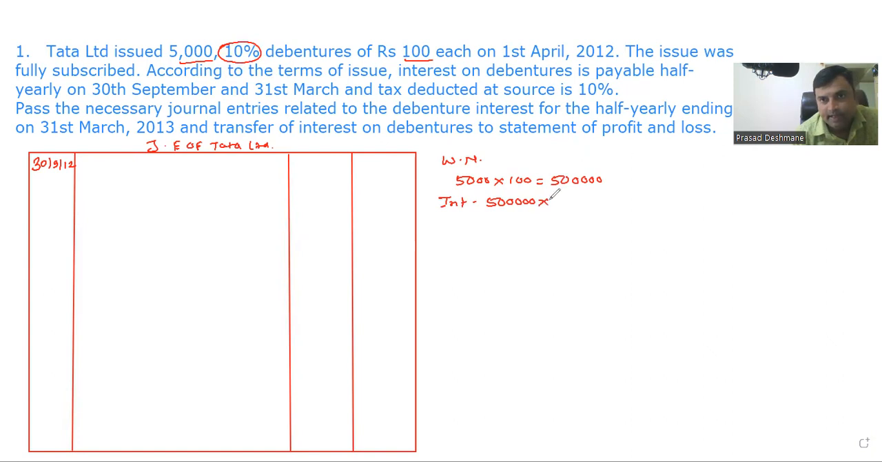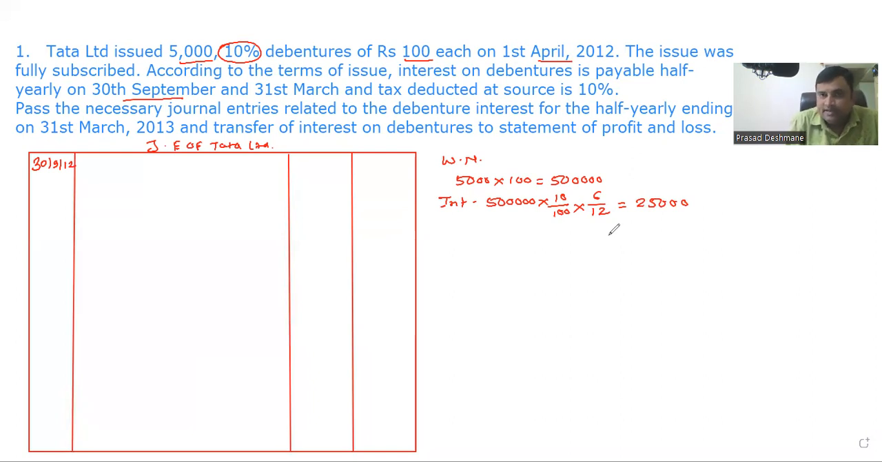10% interest. That's why 10 by 100. And we are paying half yearly, right? It started from 1st of April and we are paying the interest on 30th September. April to September is a period of 6 months, correct? That's why 6 by 12. Calculate for this: 5 lakh into 10% into 6 divided by 12 is 25,000. How much? 25,000.